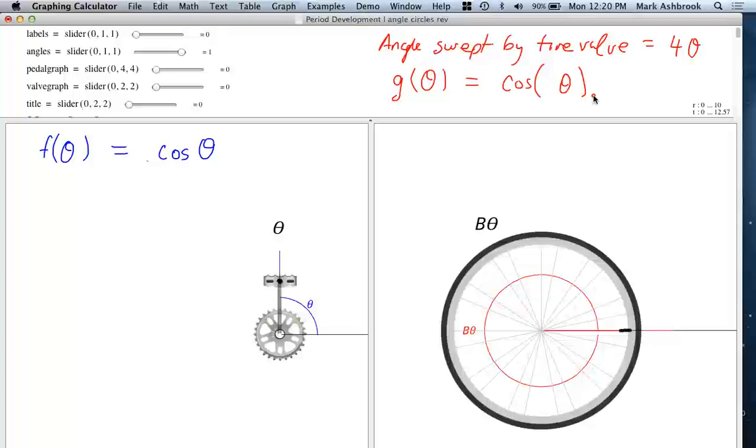All right. Multiply them by 4. So if we want the output to be horizontal distance for the tire valve, then our angle needs to be what angle? The tire valve angle, right? So if we want the output to be the horizontal distance of the tire valve, then that input has to be the tire valve angle. It can't be the pedal angle.